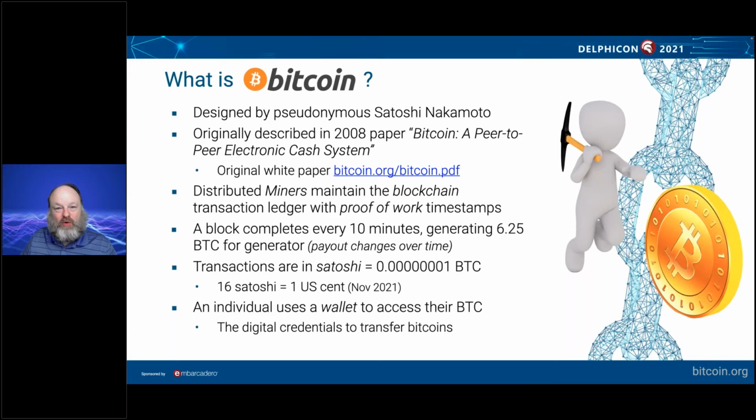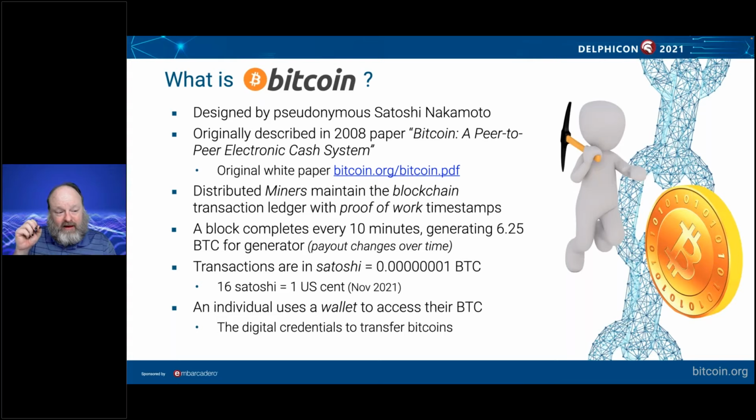But the idea with Bitcoin is that there would be distributed miners that would maintain a blockchain. And the blockchain was the transaction ledger that used proof of work timestamps to prove consensus. So consensus was the big thing. It was how you prevented the double spending issue, which was the previous problem they had with decentralized currencies.